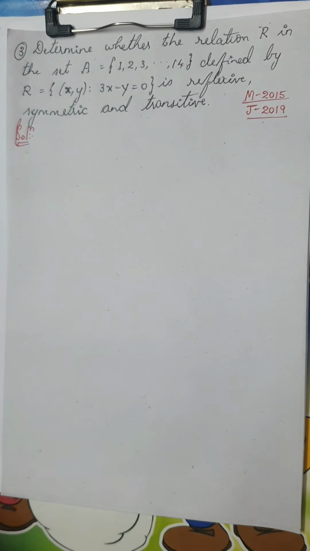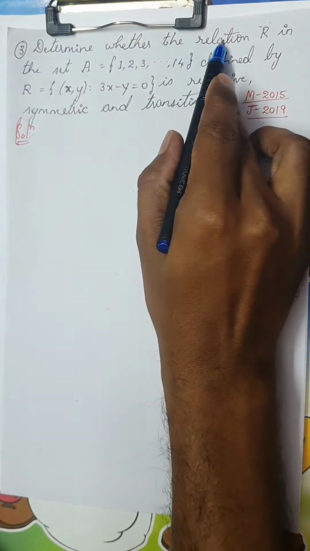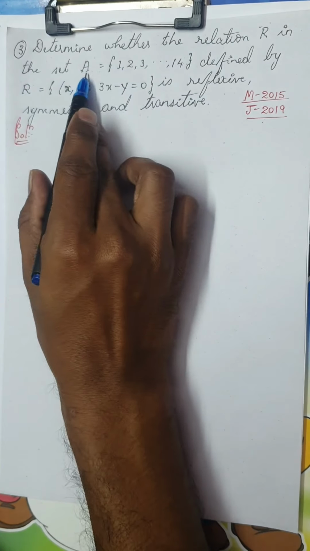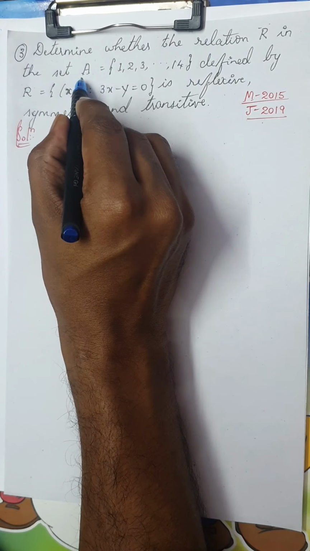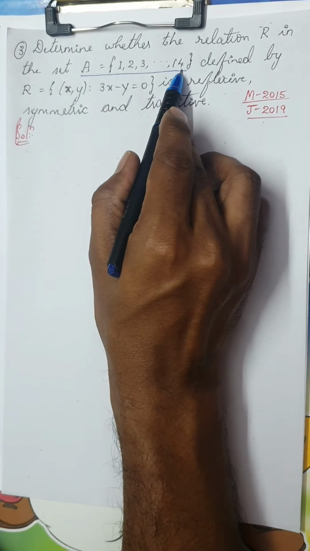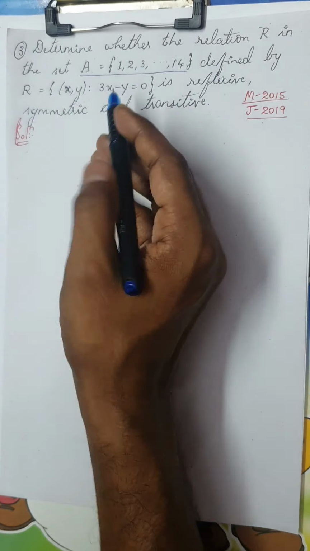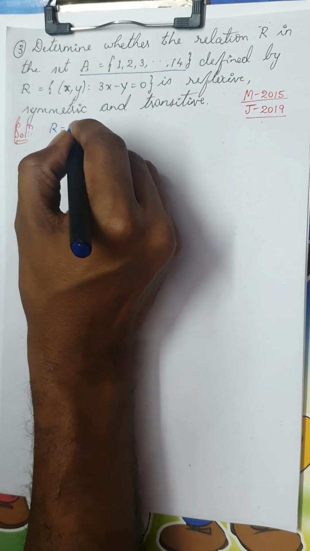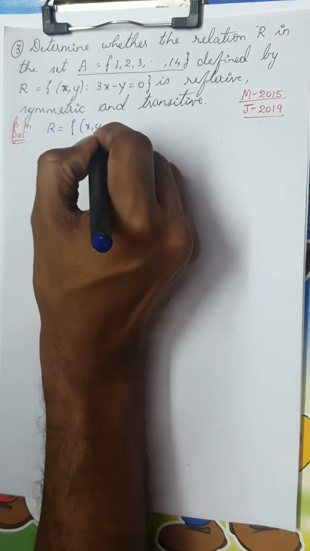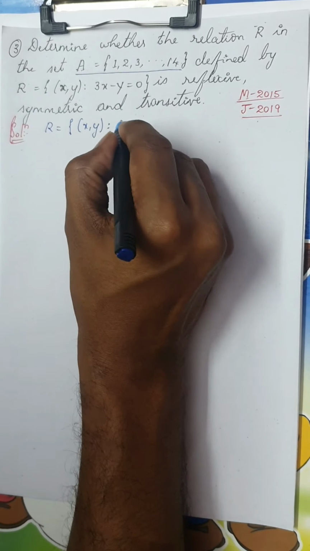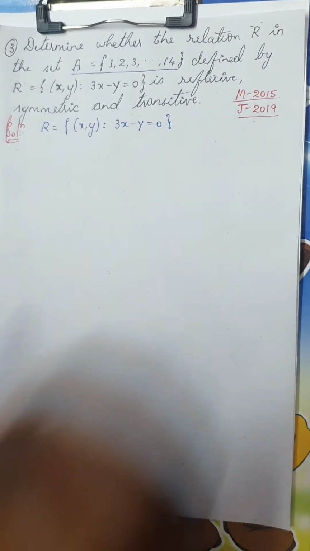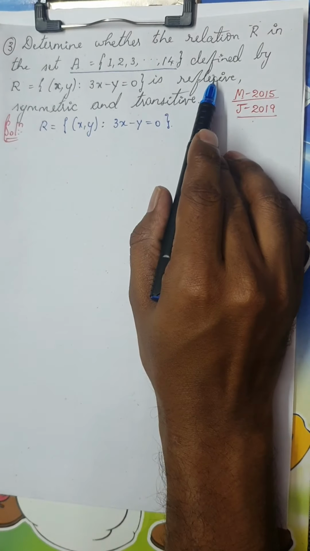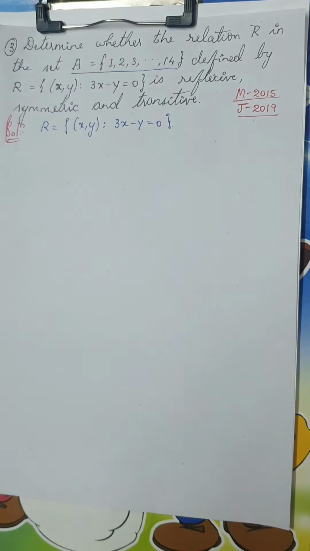Okay, dear students, going on to the third question, determine whether the relation R in the set A is equal to 1, 2, 3 up to 14. Remember, this is a different question and it is very, very easy question also. Set is 1 to 14 elements defined by R is equal to, let me write the relation, R is equal to every x comma y such that 3x minus y is equal to 0. Okay, I have to check whether it is reflexive, symmetric and transitive.